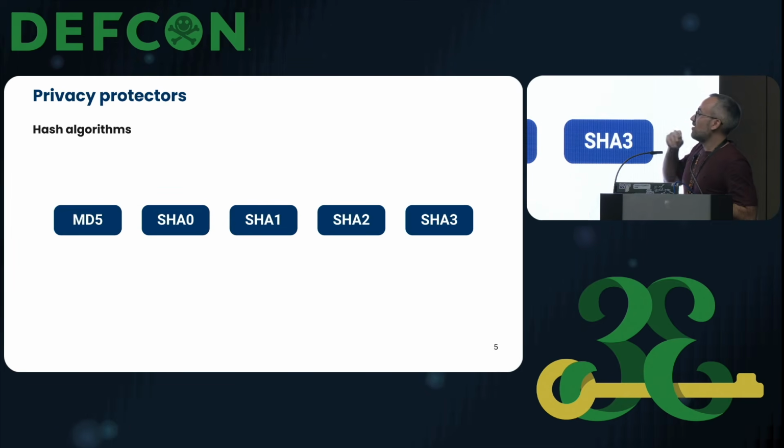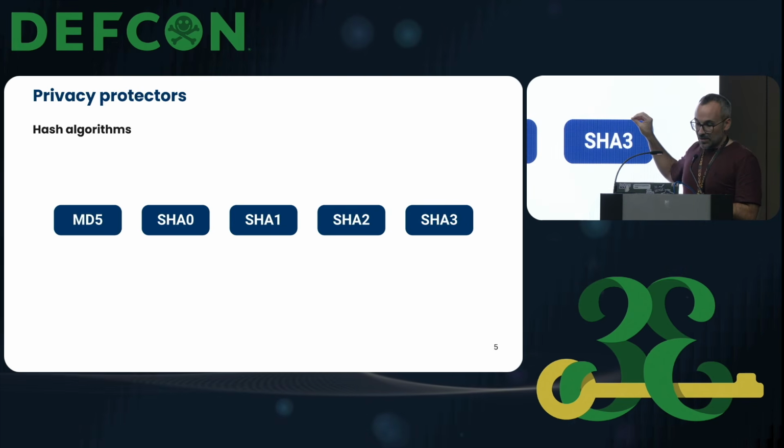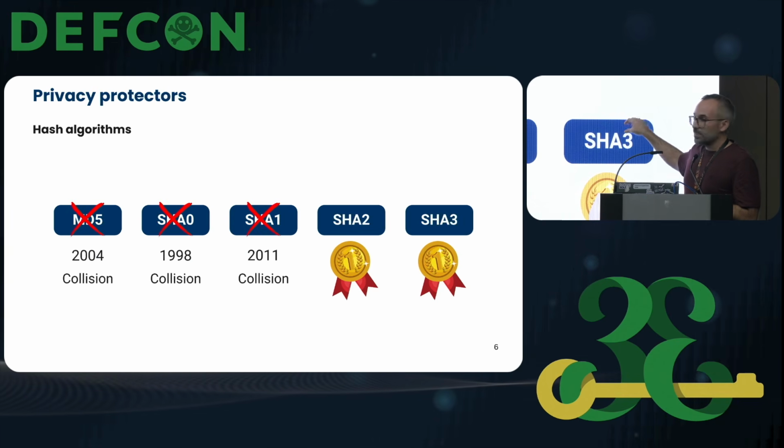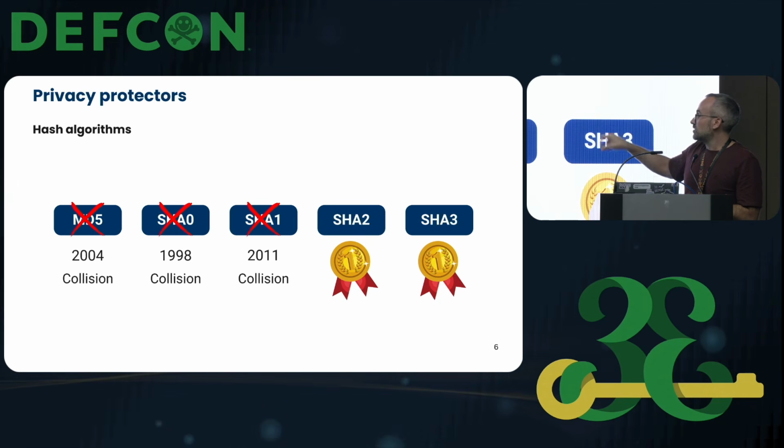As I said before, we have different hash algorithms. We have MD5 and the SHA family, 0, 1, 2, and 3. Now, only SHA2 and SHA3 are still alive. The first one that was broken was SHA0 in 1999, then MD5, and the last one broken was SHA1.